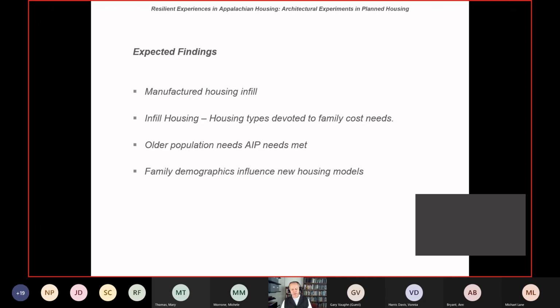So family demographics are in flux. Housing needs to meet the needs of the families that are there. Older populations need more aging in place strategies for housing. And manufactured housing is always part of the mix. But site placement as well, including floodplains, has to be taken into consideration.